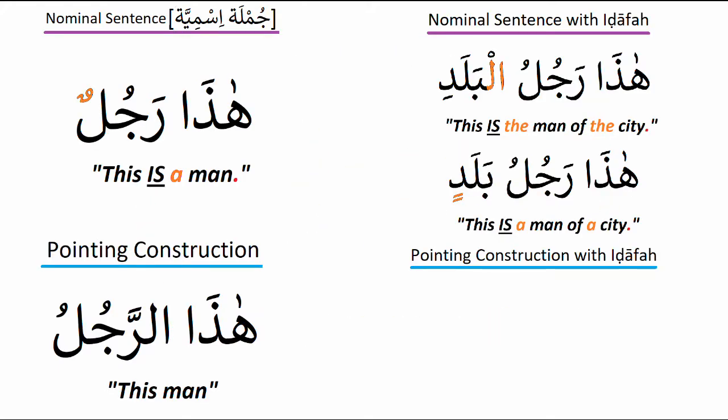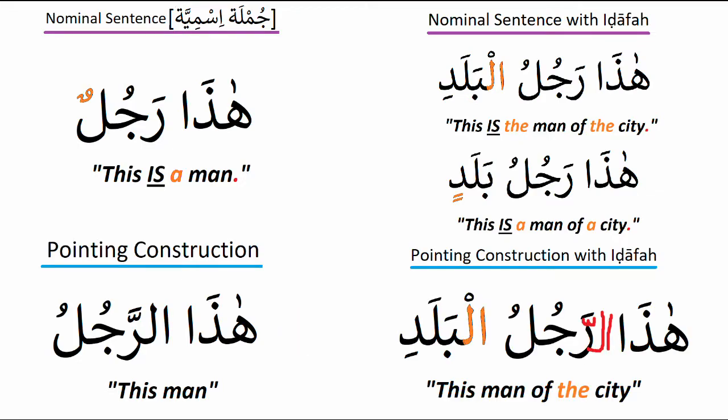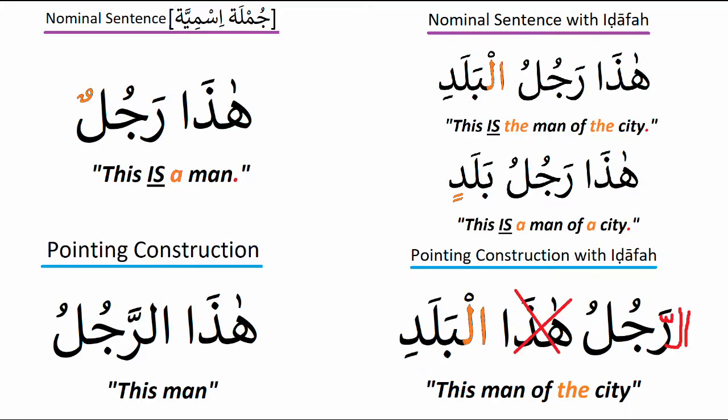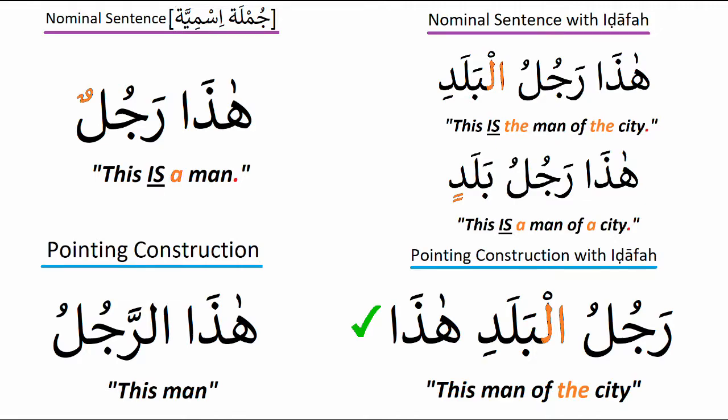But we have a problem when we want to make a pointing construction with an idafa. You see, the ism needs an explicit L in order to make a pointing construction, which is a problem with هذا رجل البلد, because a mudaf cannot have an L. So the only solution to this problem is that the pointing noun needs to stand after the idafa, because nothing comes in between mudaf and mudaf ilayh, right? So rajulul baladi hadha means this man of the city. Likewise, rajulu baladin hadha means this man of a city.